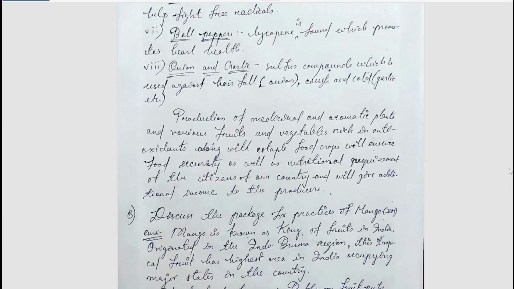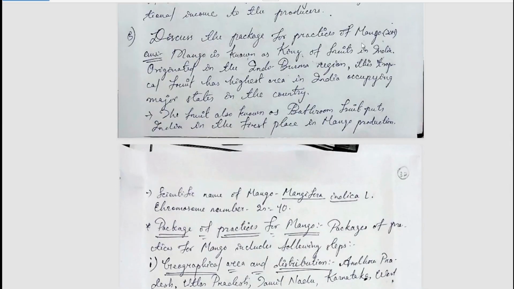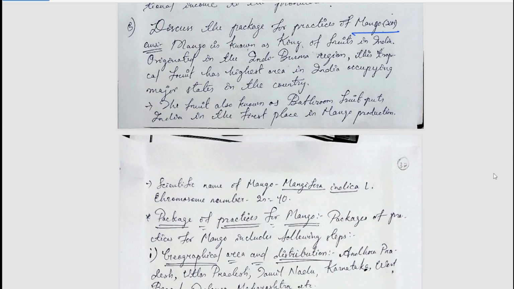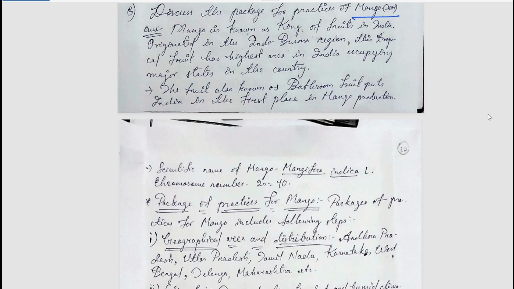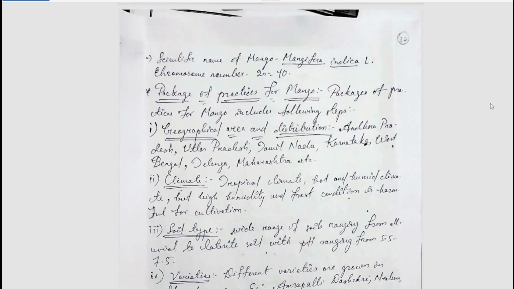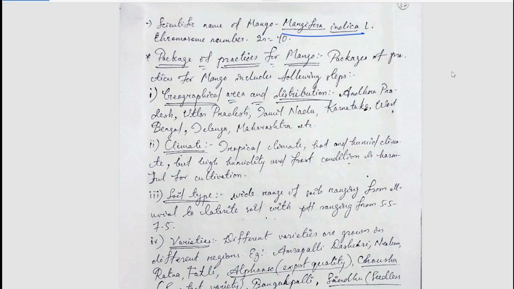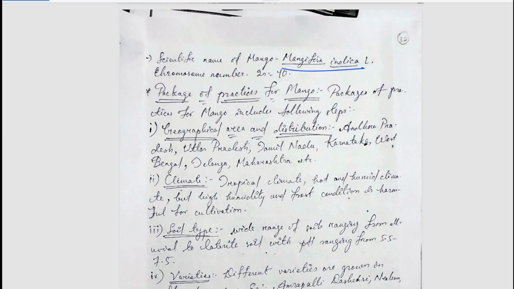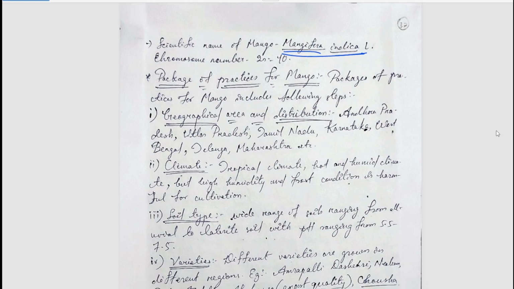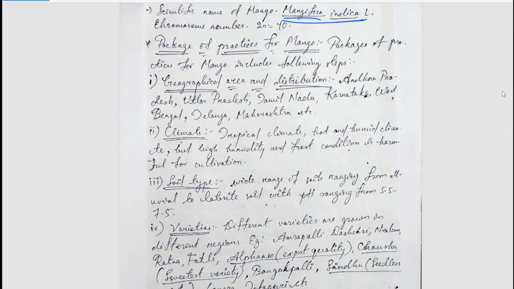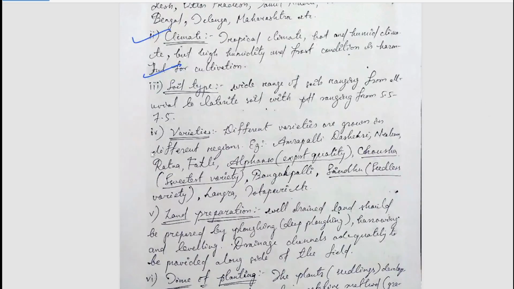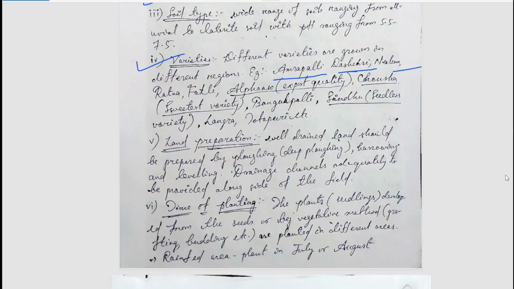Now let's move to the next question. The next question is: discuss the package of practices of mango. We all know that mango is the king of fruits in India. The scientific name has been mentioned, Mangifera indica. Whenever you mention a scientific name, you can see the student has underlined it, and the second word, the species name, always starts with a small letter. Keep that in mind. The package of practices has been mentioned: geographical area, climate, soil type, varieties. Here are Amrapali, Dasheri, Neelam. These are the common varieties, and I think you should know them.